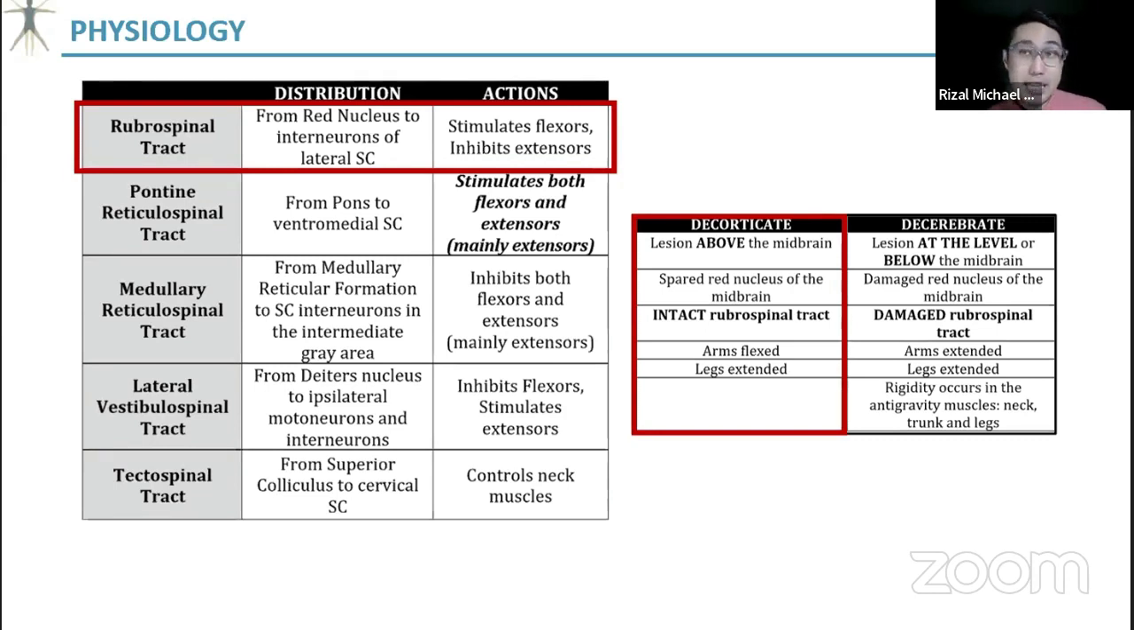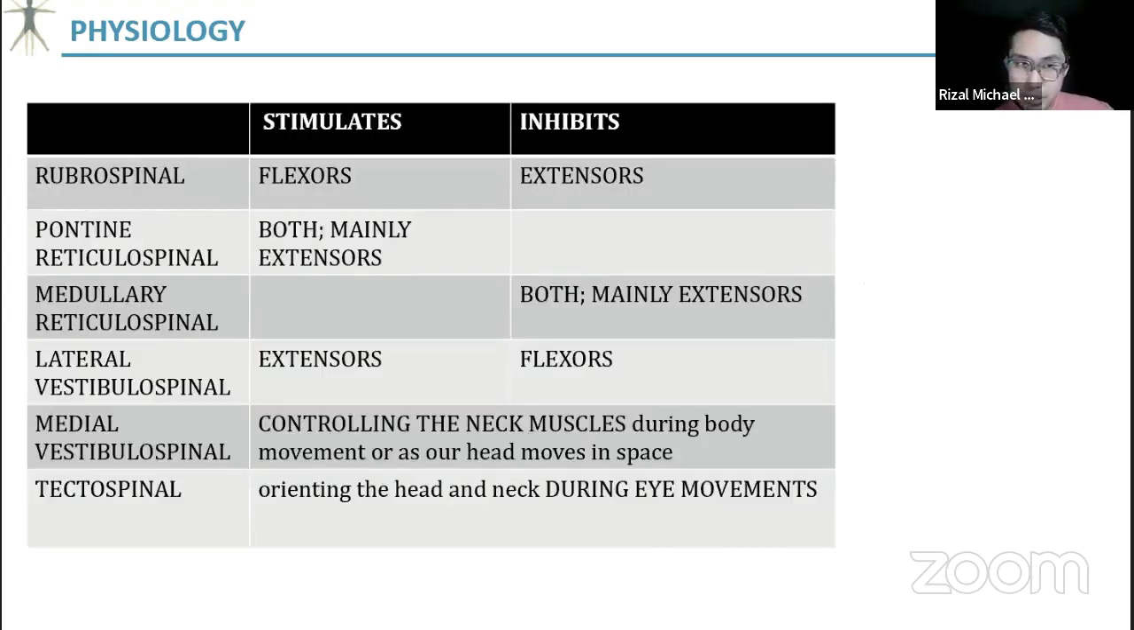So magfe-flex pa yung upper extremity niya. Compared kapag kay decerebrate rigidity, that's a lesion at the level of the midbrain or below the midbrain. Yung pathway ng rubrospinal tract na nag-stimulate ng flexors, tinanggal mo na. So decerebrate na din yung upper extremity mo. Okay? So these are your extrapyramidal tracts, by the way.